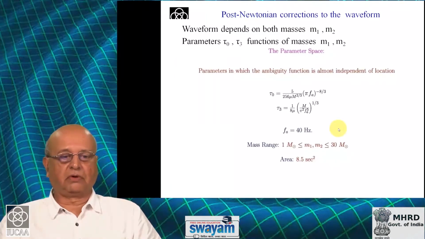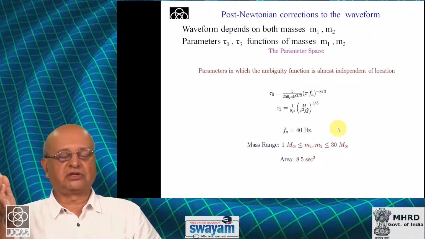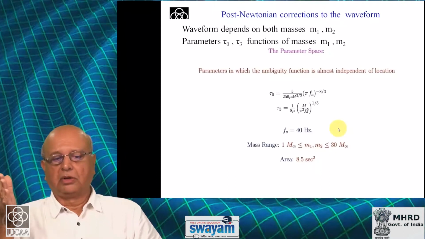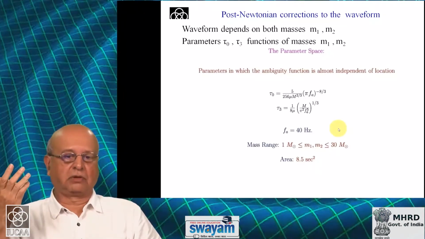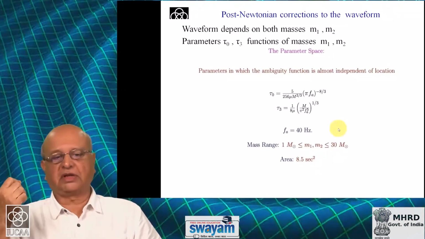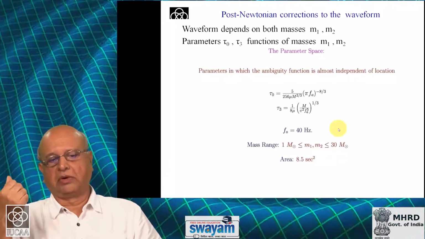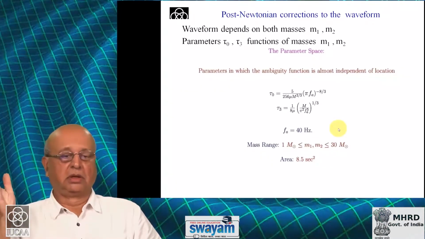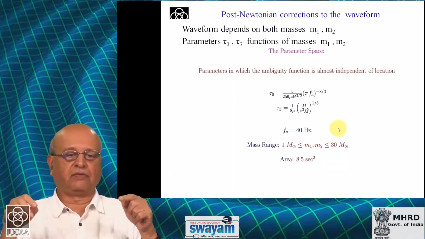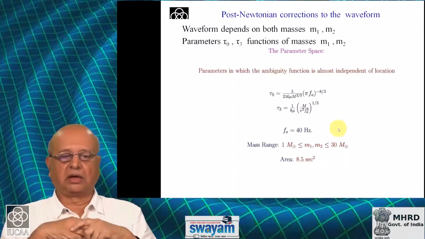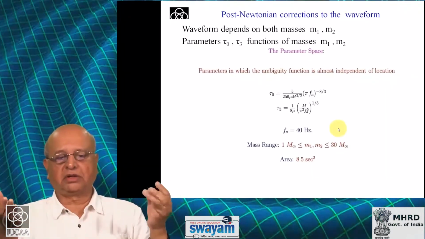The real waveform, the Newtonian waveform, is really not good enough because the phase does not match properly. For matched filtering to work properly, you need to know the phase extremely accurately, and you need a whole lot of post-Newtonian terms added into the waveform in order to detect the binary. Why do you need post-Newtonian terms?